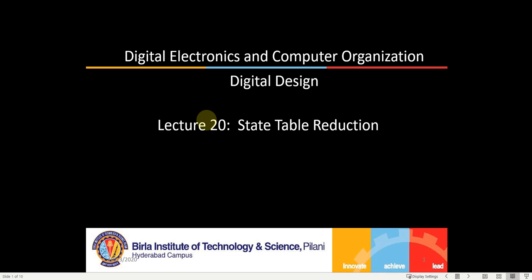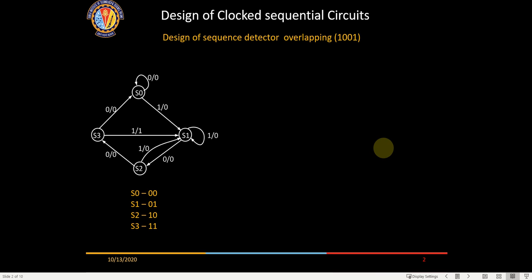Hello students, today we will learn about state table reduction. In our earlier class, if you remember, when we read about combinational circuits, we used K-maps and the QM method to optimize the combinational logic circuits. So in state table reduction also there are a few techniques wherein we can optimize the sequential circuits. Those techniques I'll be introducing you today.